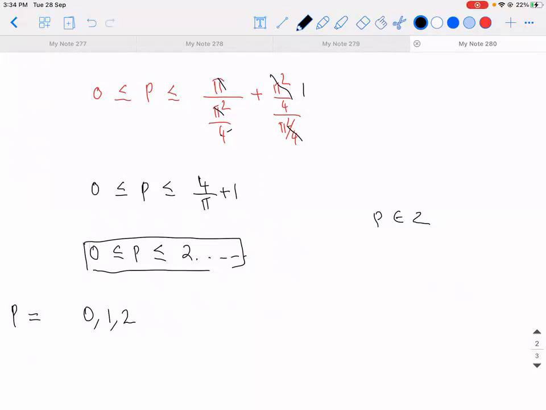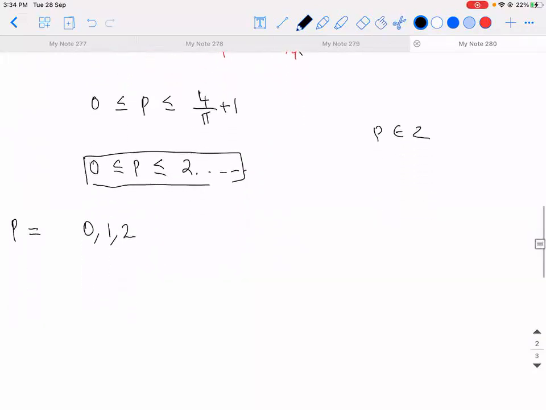But we can't conclude based on this statement. We don't know what is the exact value of p. It may be 0, it may be 1, or it may be 2. So for getting a clear picture about this p, we'll take the second equation.